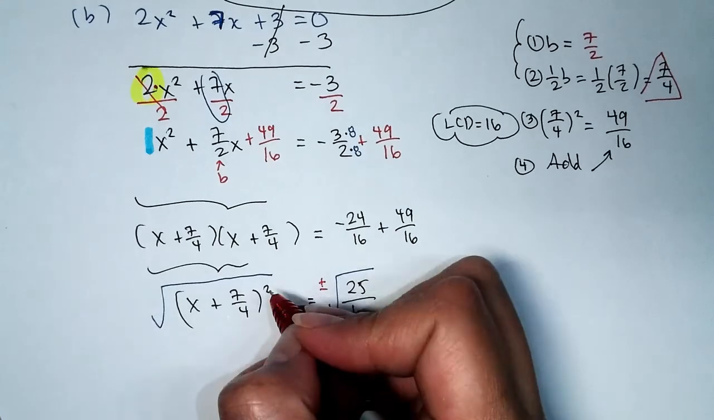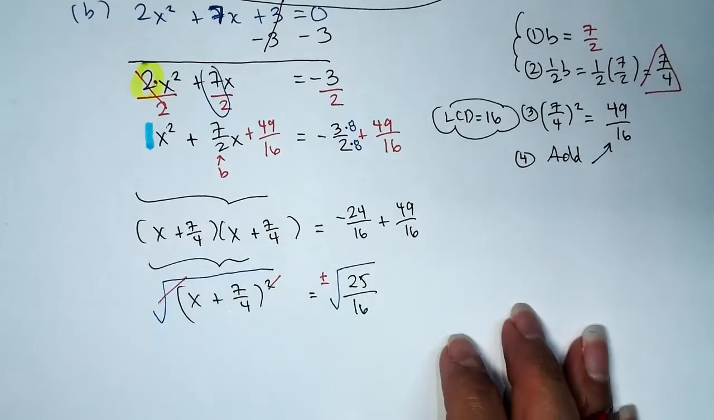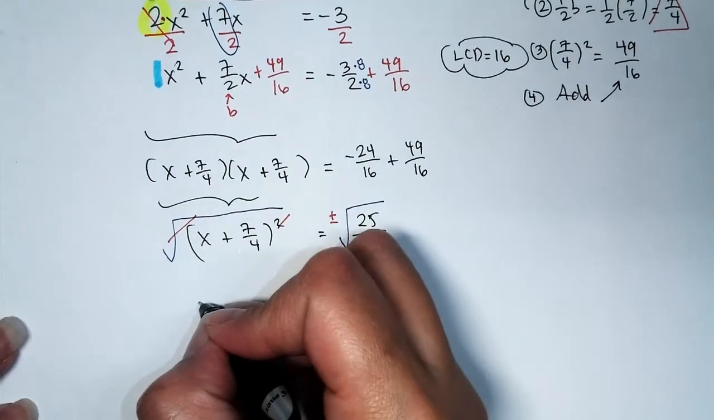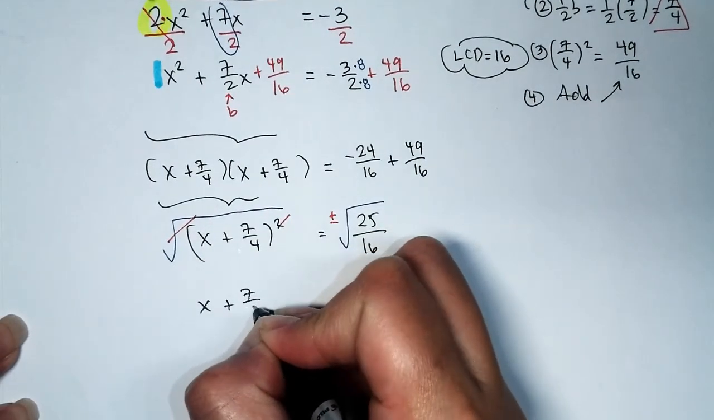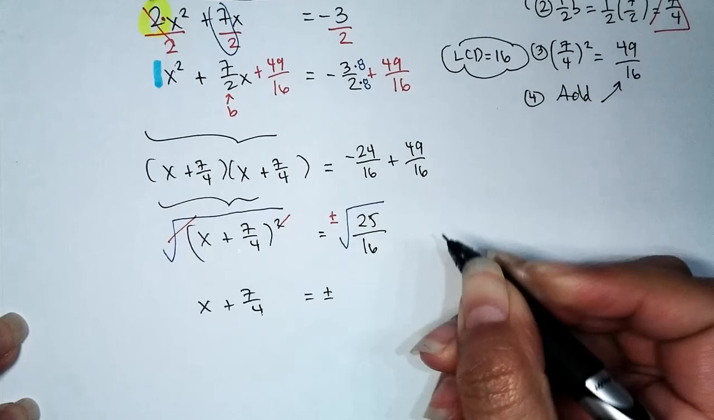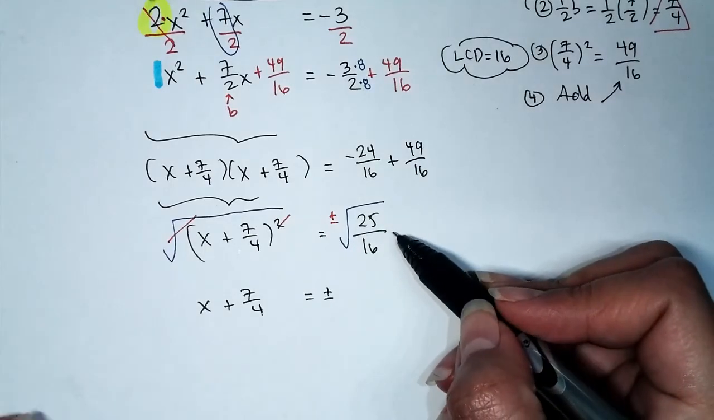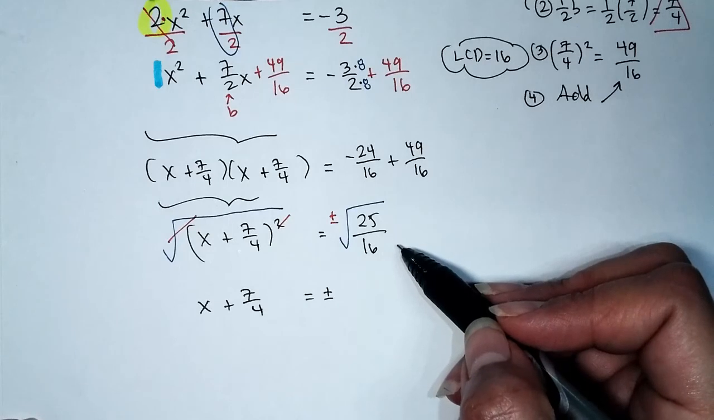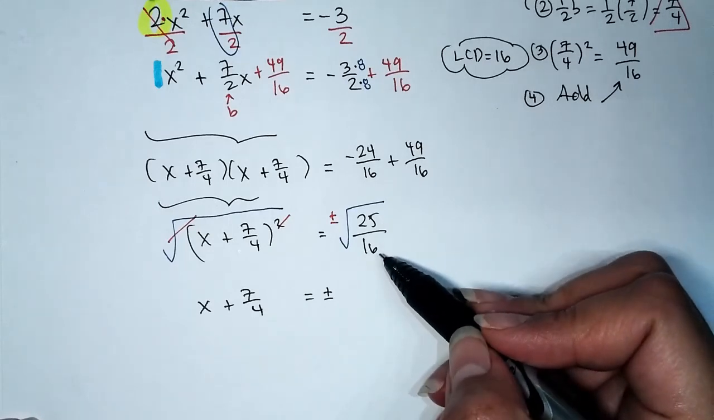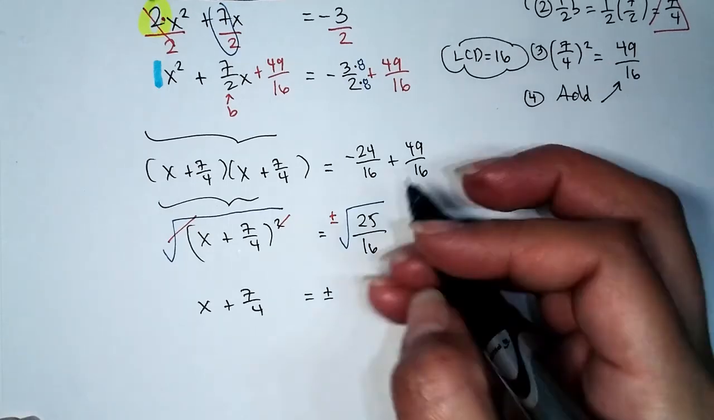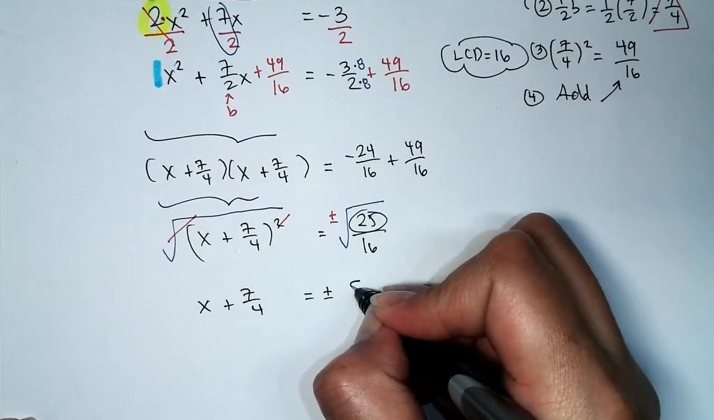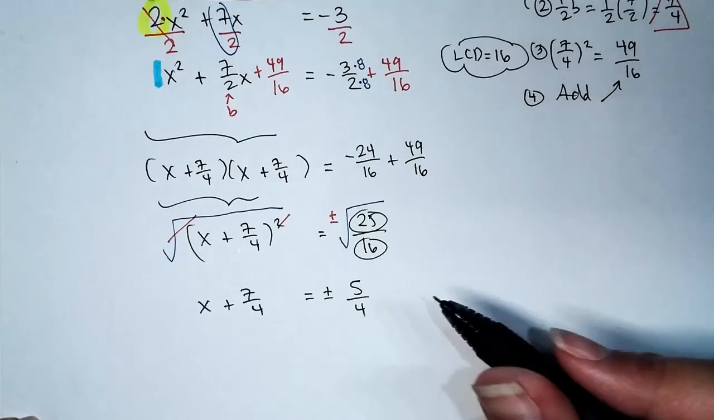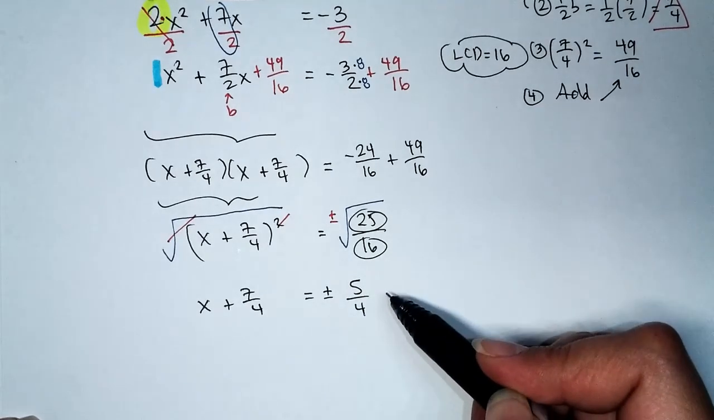So on the left side, the square and the square root undo each other, and that will leave us with x plus 7/4 equals plus or minus whatever the square root of 25/16 simplifies to. I know it's kind of scary with the fraction, but if you can square root 25 and you can square root 16, you're good to go. The square root of 25 is 5 and the square root of 16 is 4. So the moral of the story is that the square root of the fraction simplifies to 5/4.